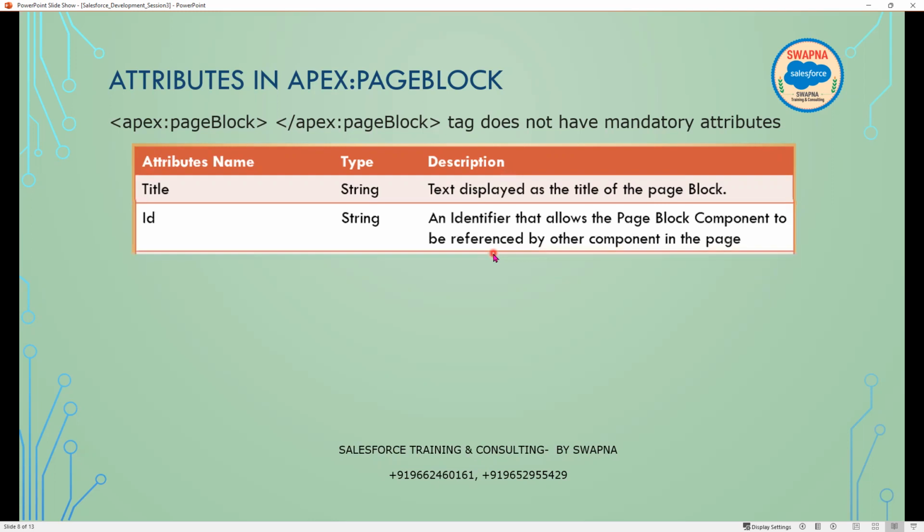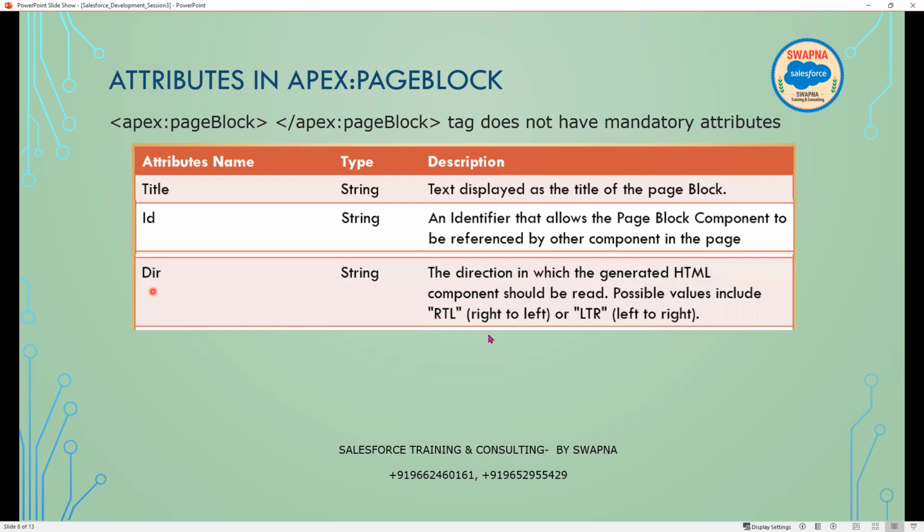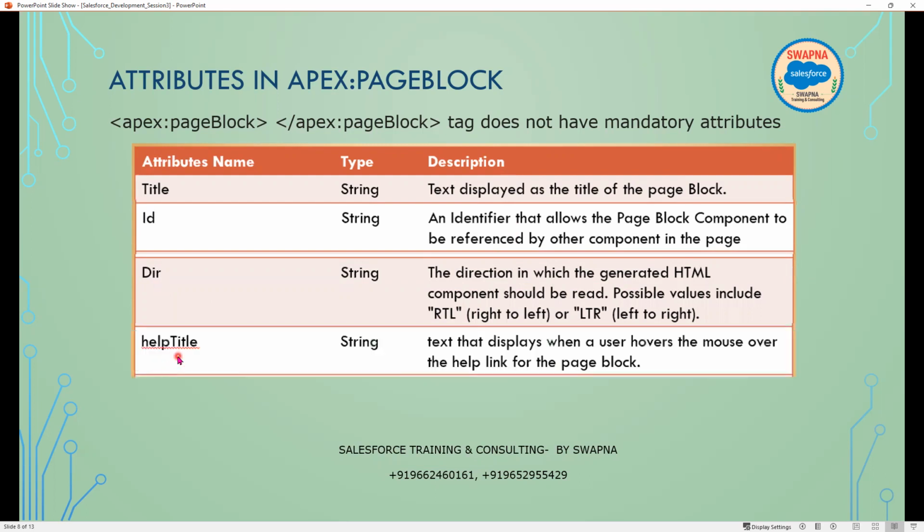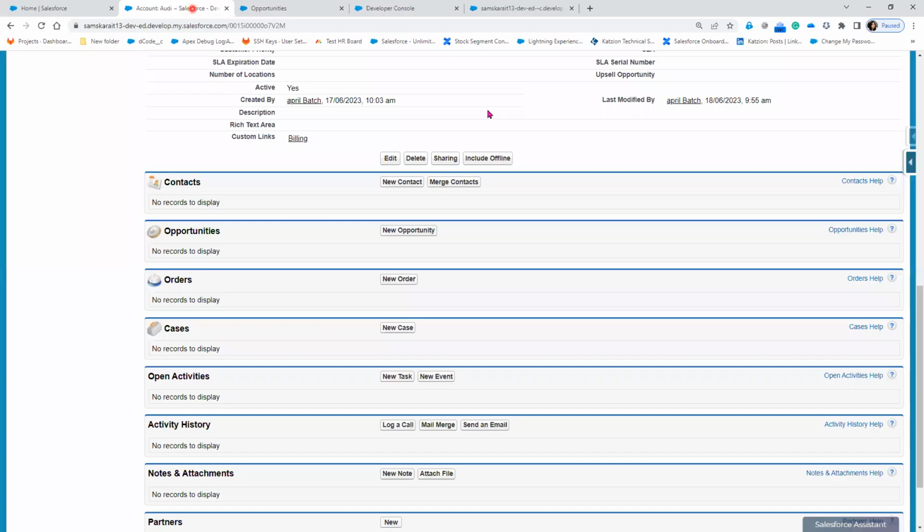And the second one is ID. We know that ID is nothing but an identifier to identify the block name. And the next one is dir. This is if you want to display the direction on the right side or left side, left to right or right to left. If you want any kind of direction, you can use the attribute called dir. And similarly, help title. Help title is nothing but if you want to display text as a help title. Now, if you go to normal Salesforce, this is the help title.